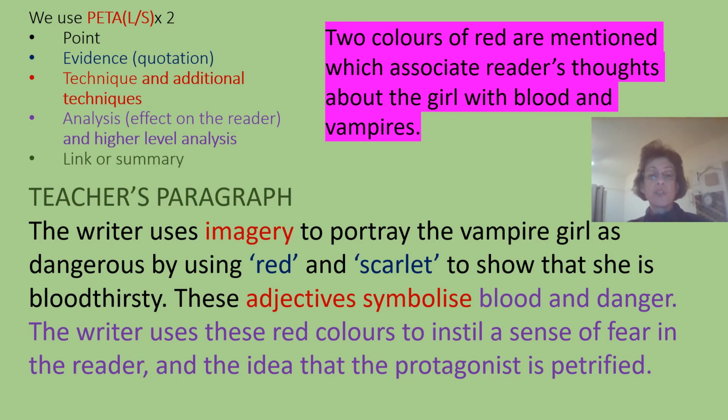The writer uses imagery to portray the vampire girl as dangerous by using red and scarlet to show that she's bloodthirsty. These adjectives symbolise blood and danger. The writer uses these red colours to instil a sense of fear in the reader and the idea that the protagonist is petrified.